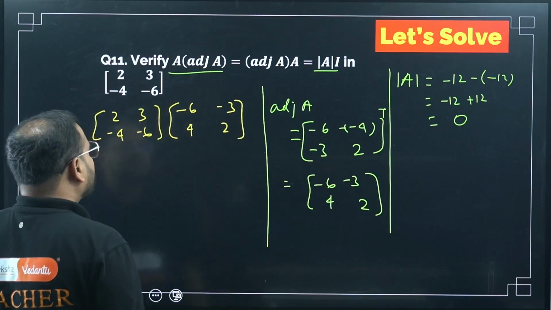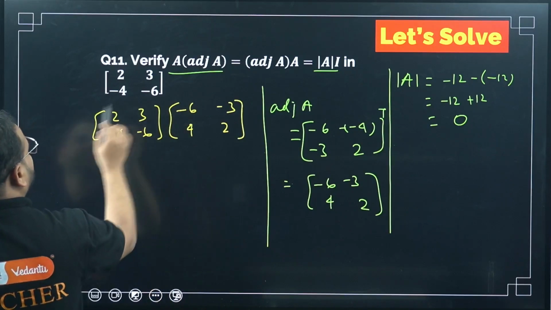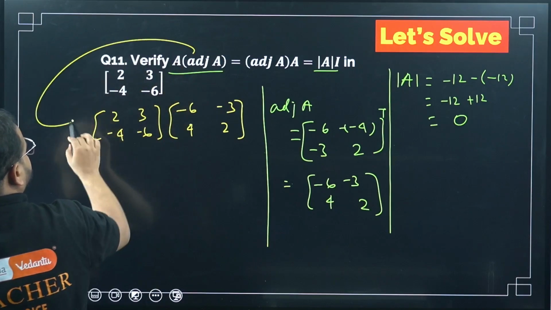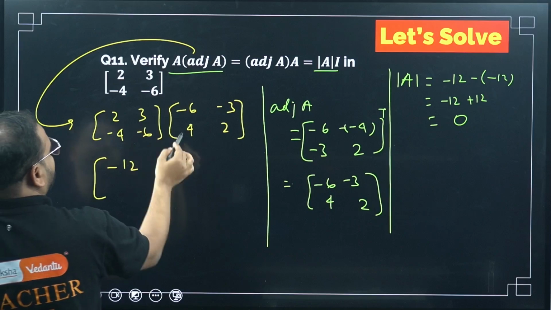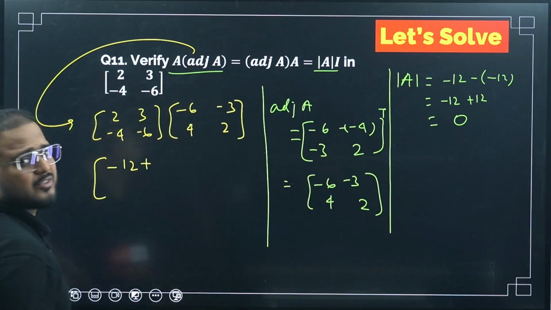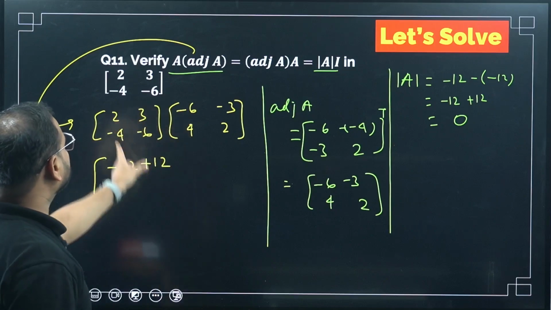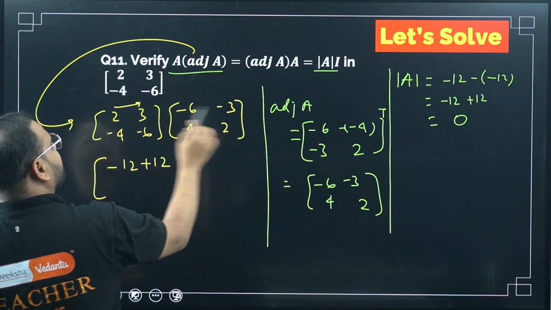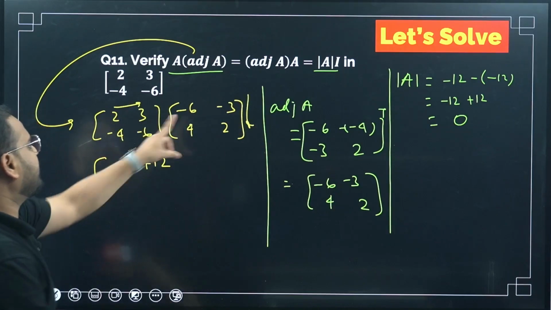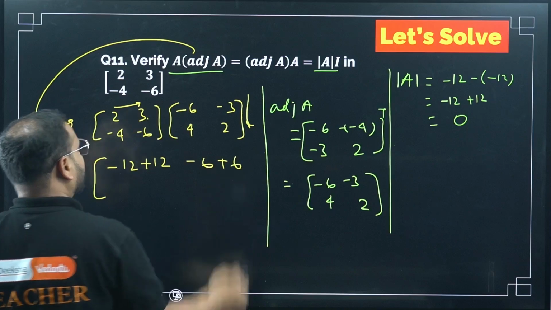Same thing, please check. Have I made some mistake? I'm multiplying this part. 2 times of minus 6 will be what? So minus 12. 3 times of 4 will be what? I think something was wrong, now it's coming right. Minus 6 into 2 is minus 12, 3 times of 4 is 12. Again, same thing with the second column. So 2 times of minus 3 will be minus 6, and 3 times of 2 will be plus 6.